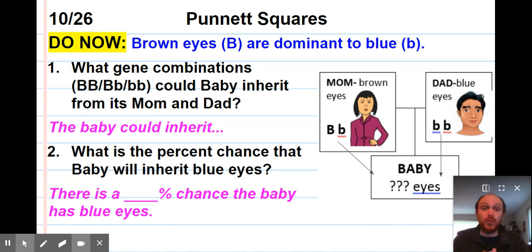We are building on what we've been learning about genes. How do we inherit them? What traits do they give us? What happens if you inherit a different trait from mom and dad?